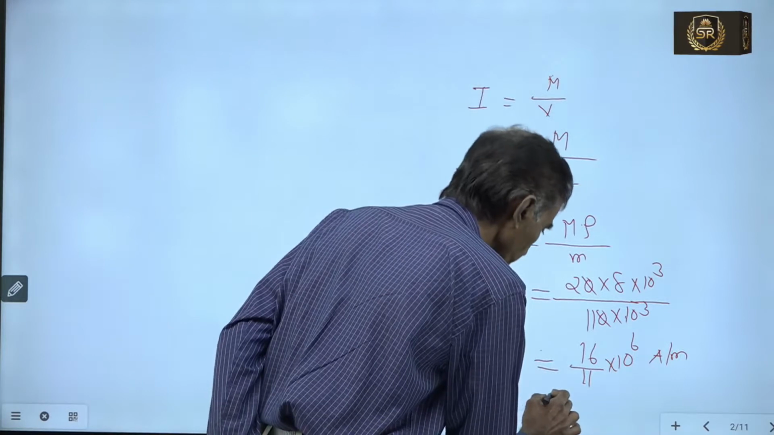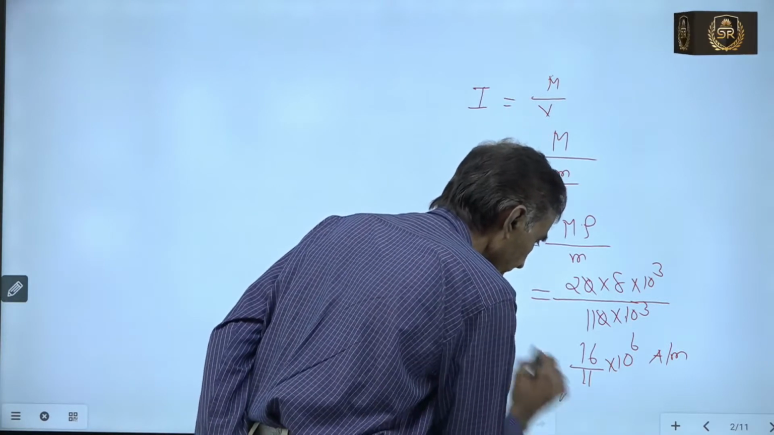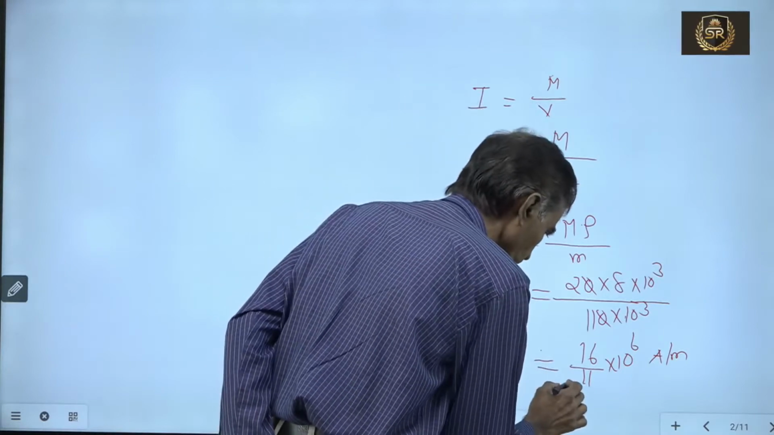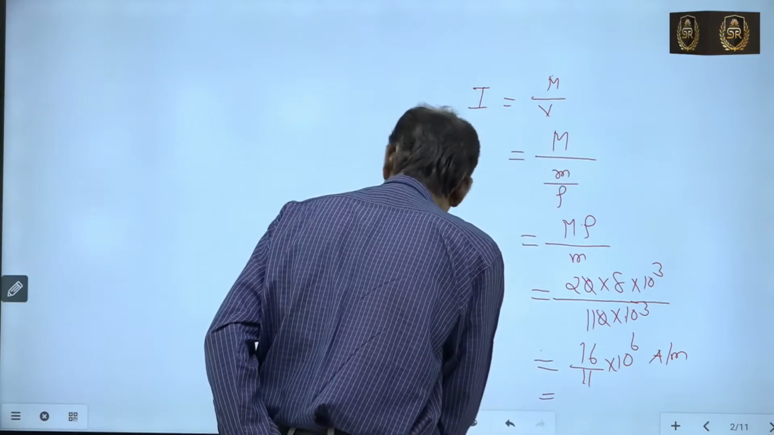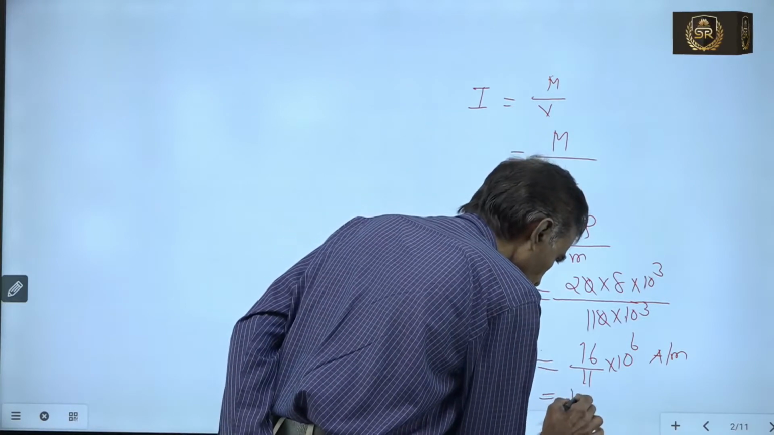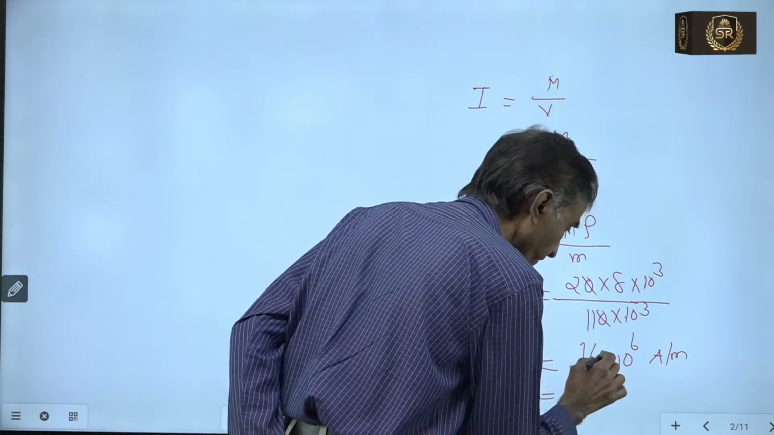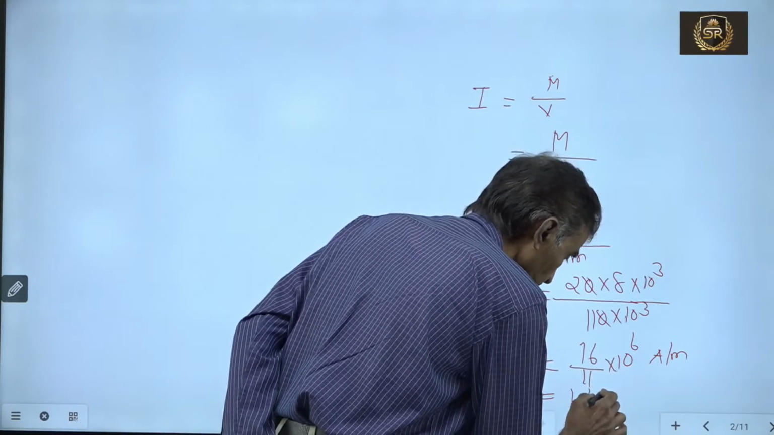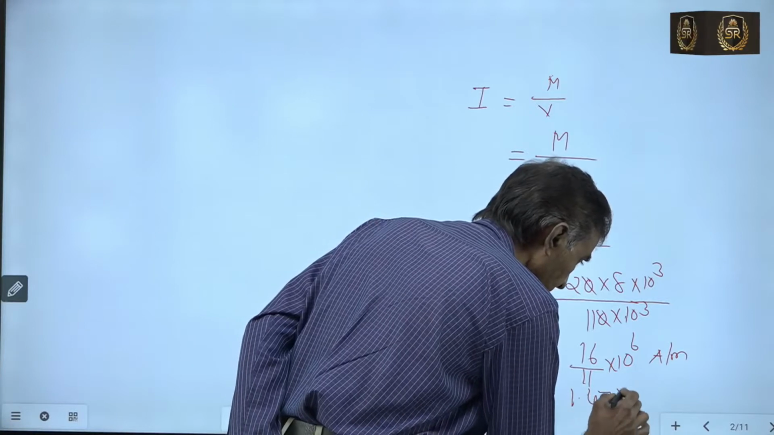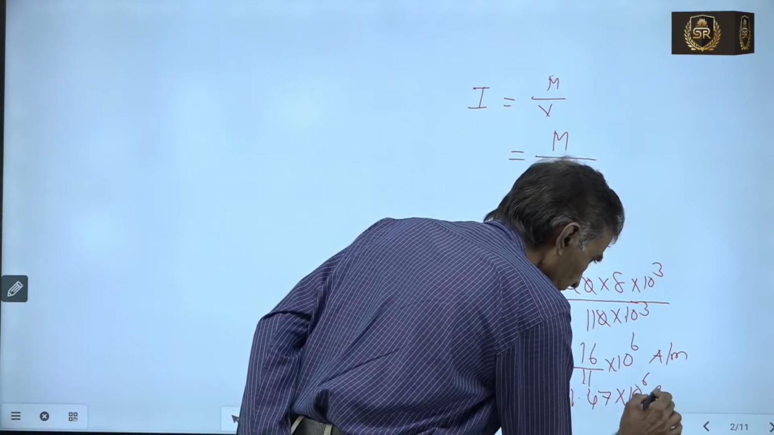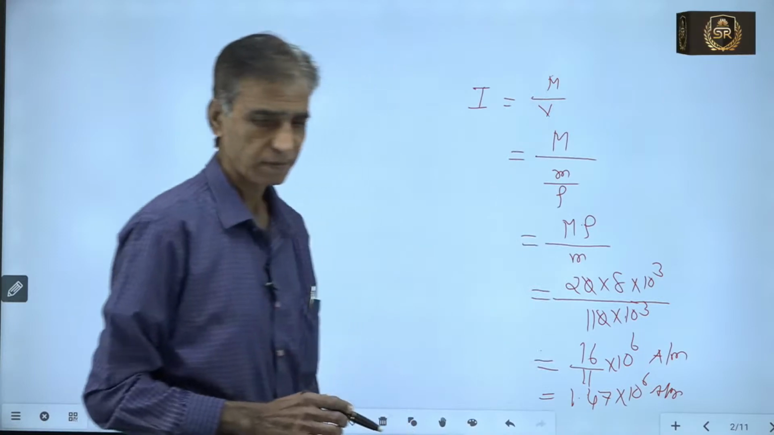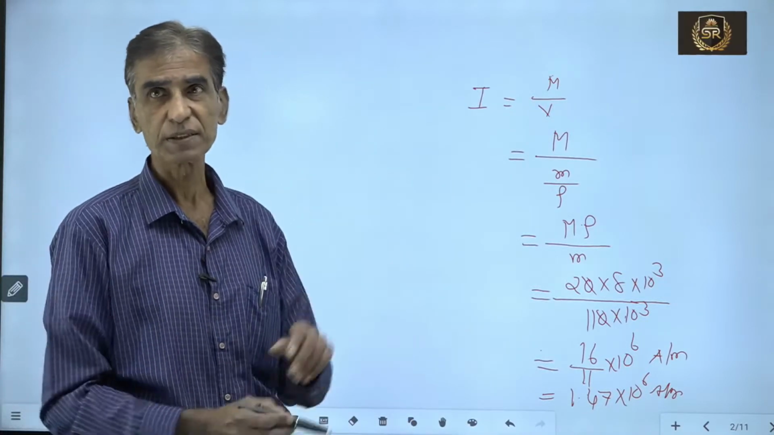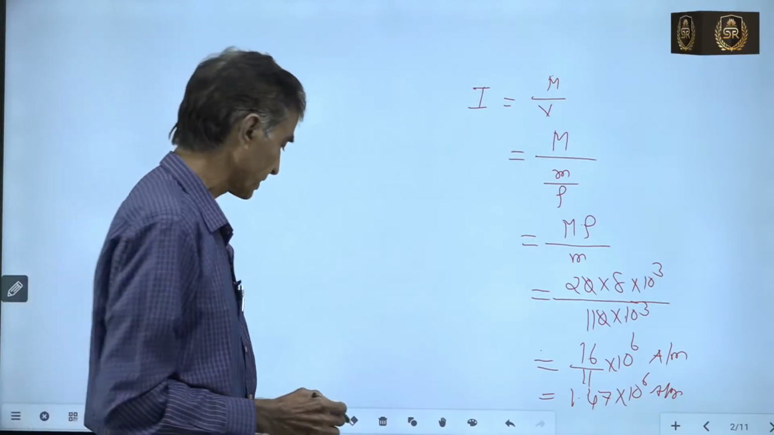So that will be how much approximately? 1 point, then we have 5 means 4, then we have 6, so approximately 1.47 into 10 power 6 ampere per meter. Okay, so that is our answer. See what the correct answer is in the options, right? So that is our second question.